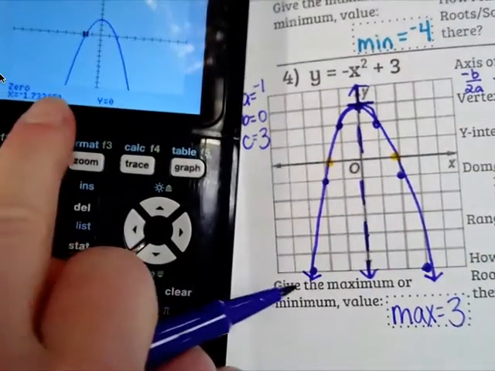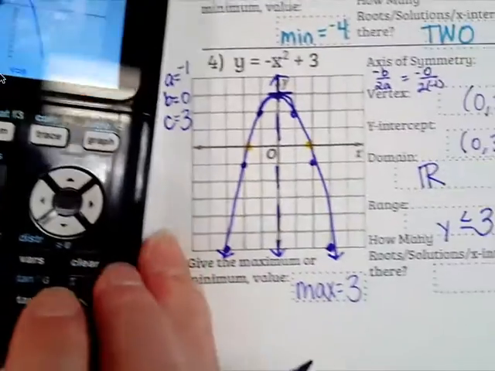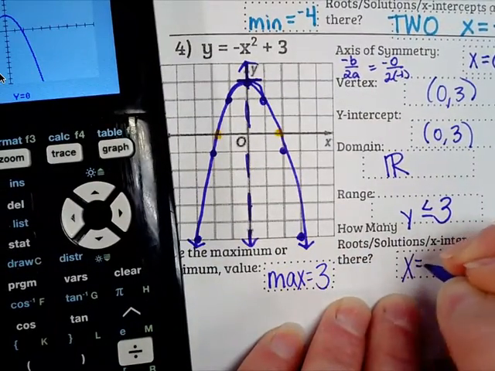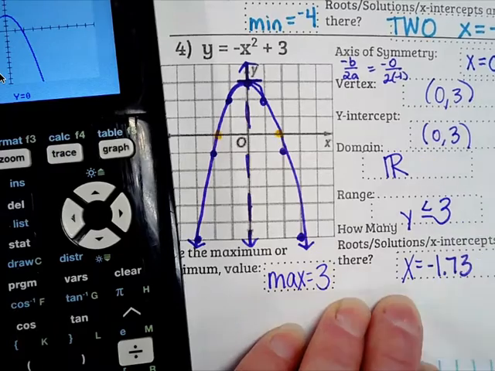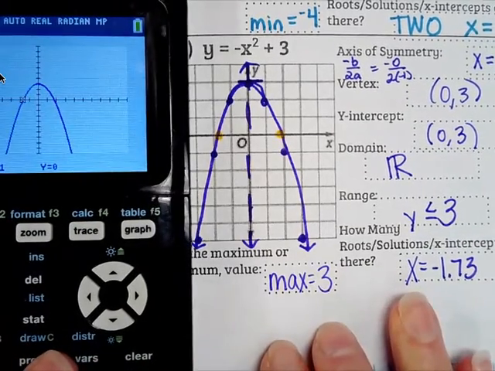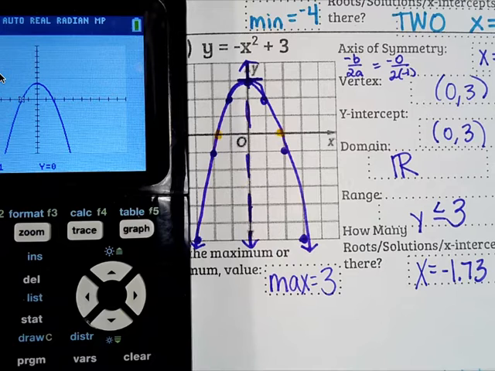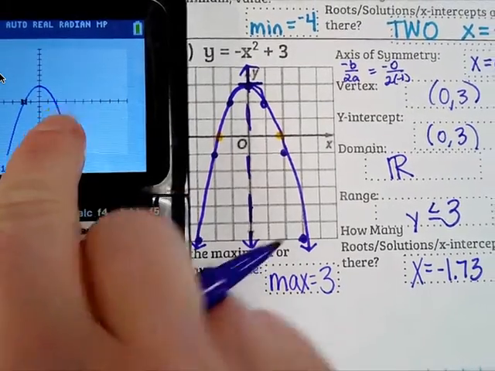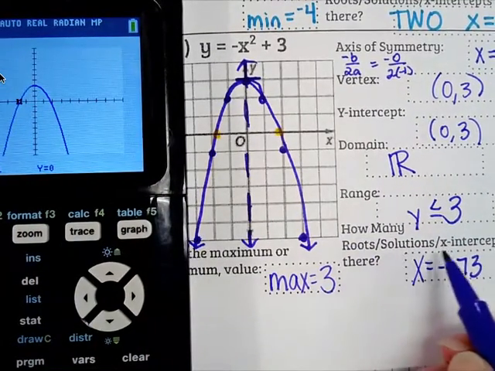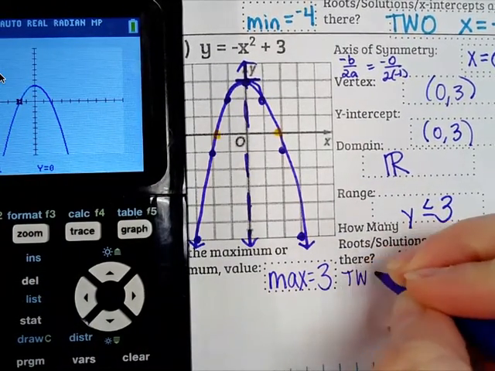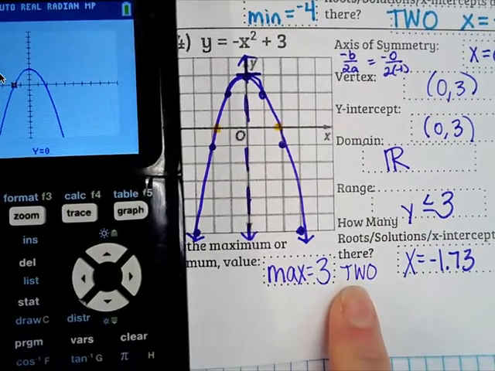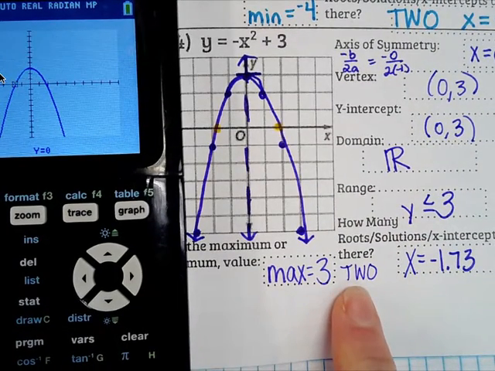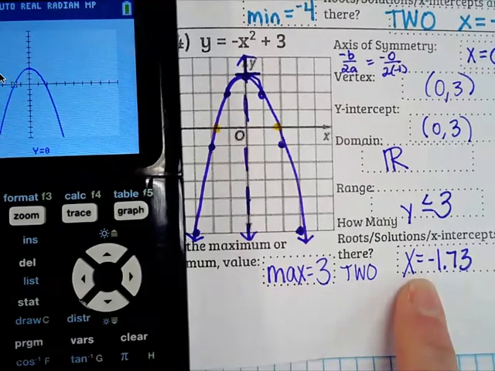So look at the value it gave us. So we're going to say x equals negative 1.73. Let's just go 2 decimal places. We need to find the other one as well because there are 2. It asks us how many root solutions, x-intercepts are there? There are 2. Write the word 2 out there. 2 of them. We already found one of them.